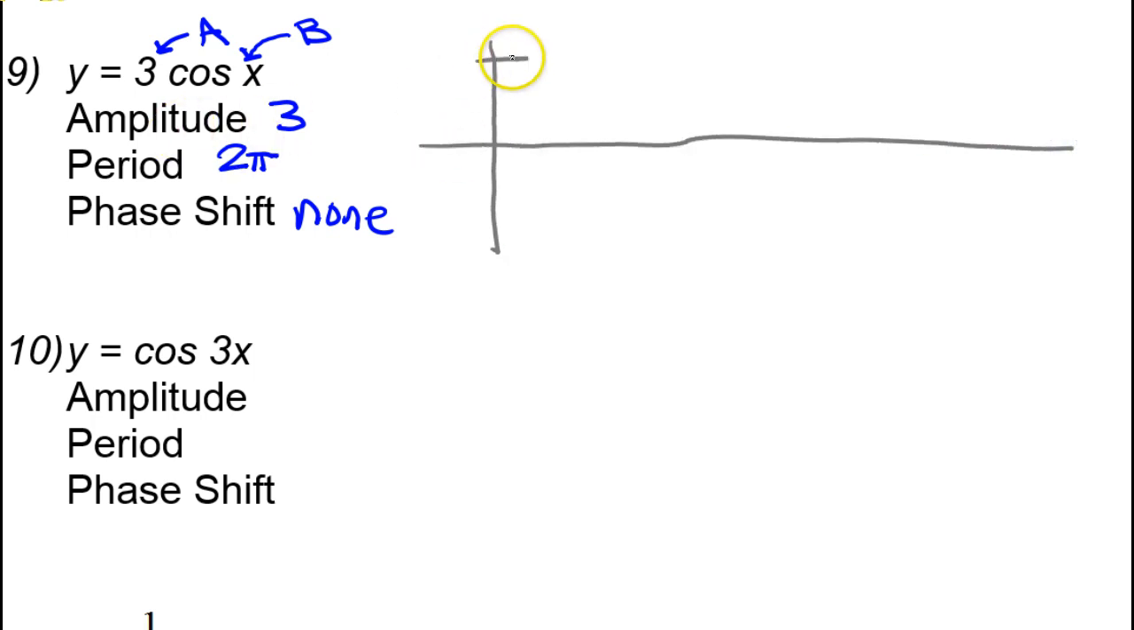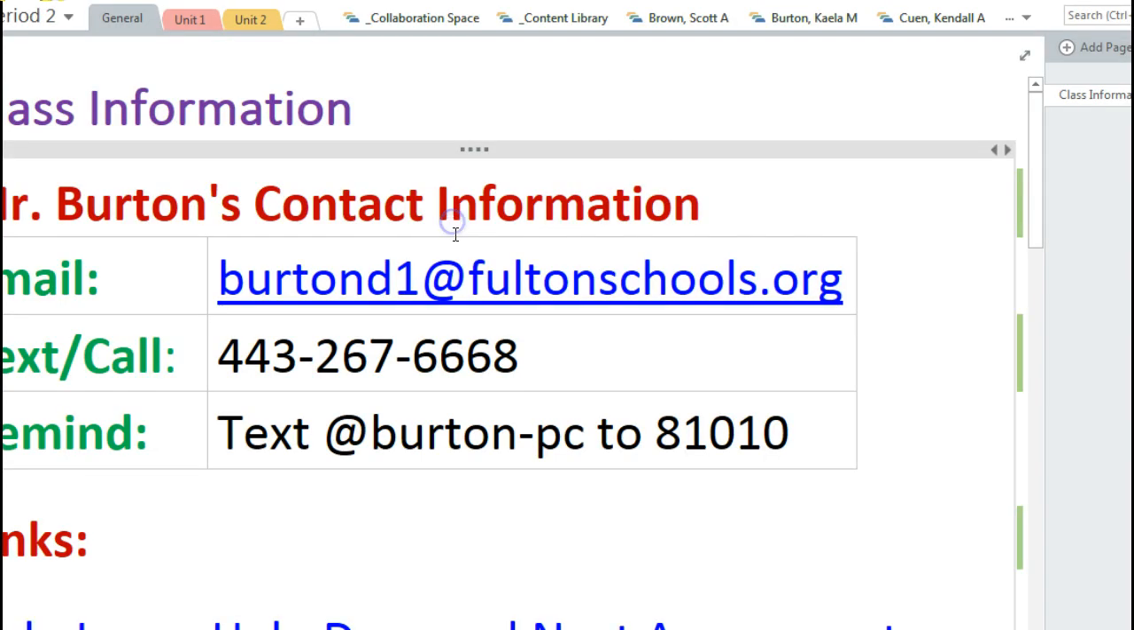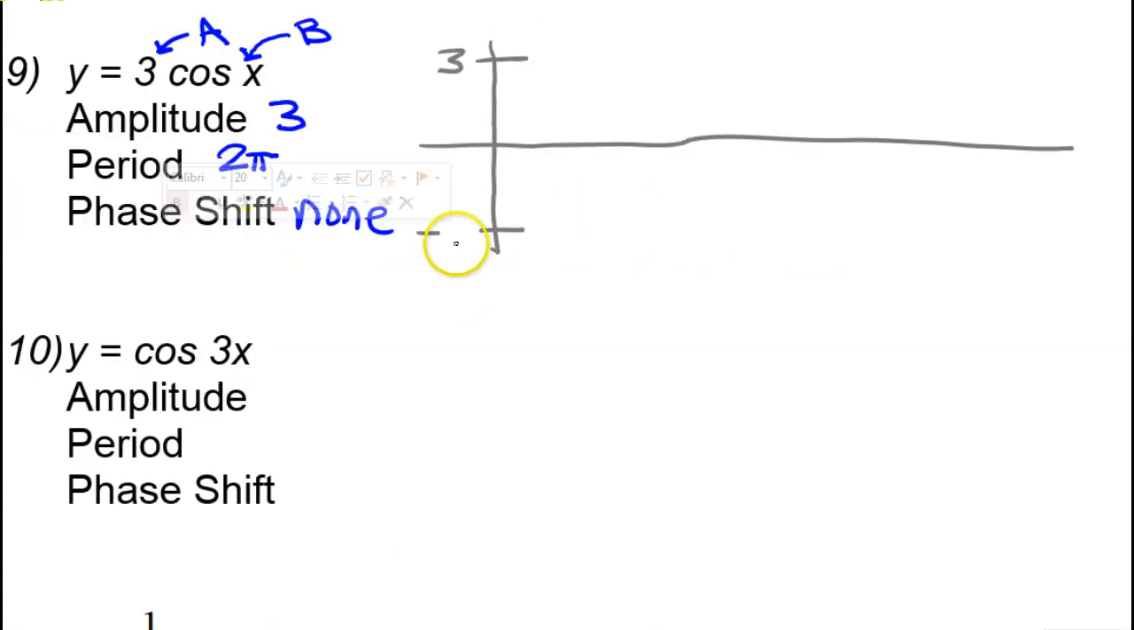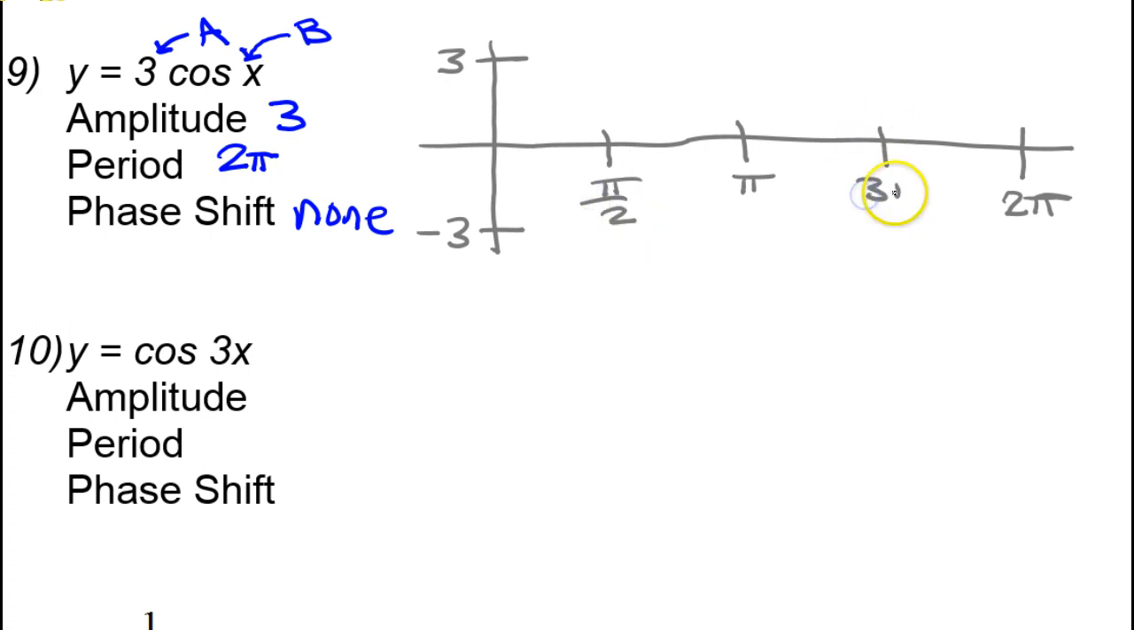Since the amplitude is 3, it's going to go up to 3 and down to -3. Since the period is 2 pi, then I'm going to put 2 pi over here. And then halfway I'm going to put pi. Then half of that will be pi over 2. And then between here I will have 3 pi over 2.